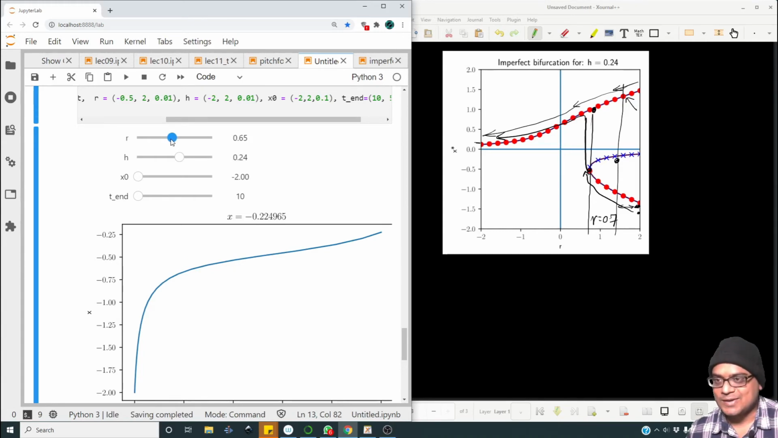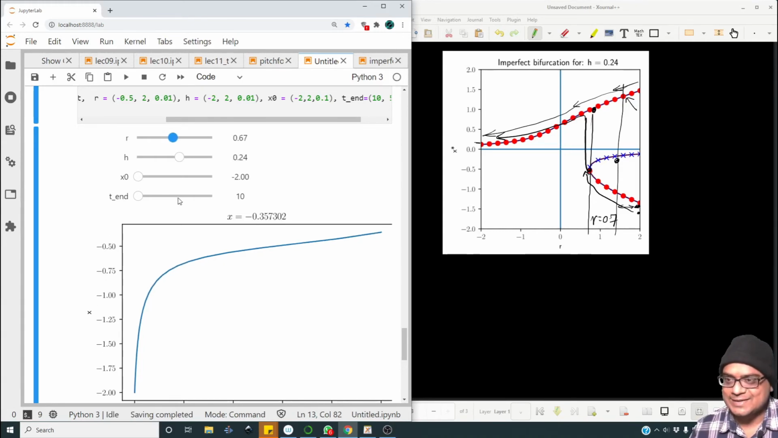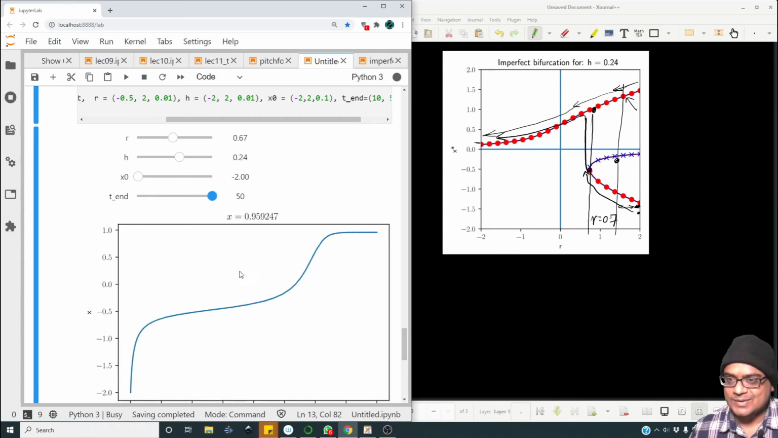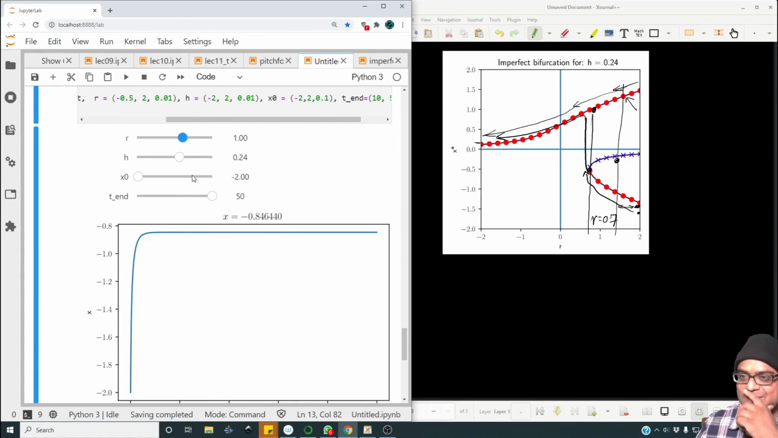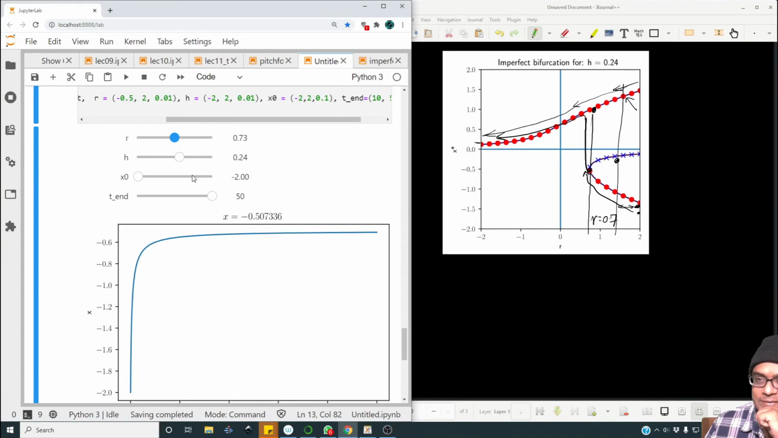Actually, we have to increase the time. There you go. My bad. So it's minus 0.84. R is reducing from 0.9, 0.84, 0.83, 0.78, 0.77, 0.76, 0.75, 0.73. We're still in the negative branch.